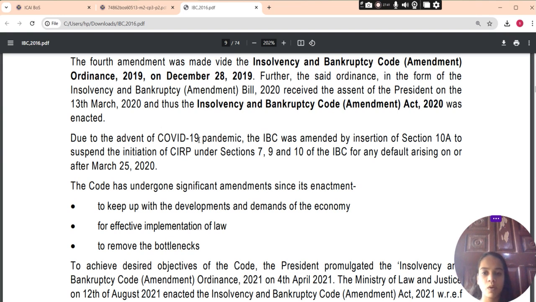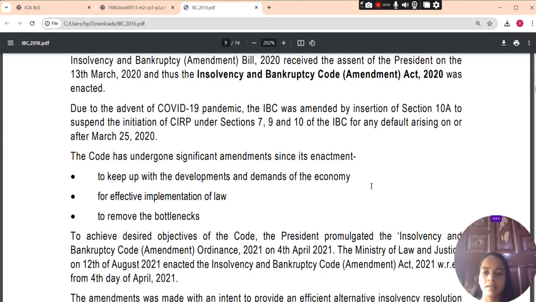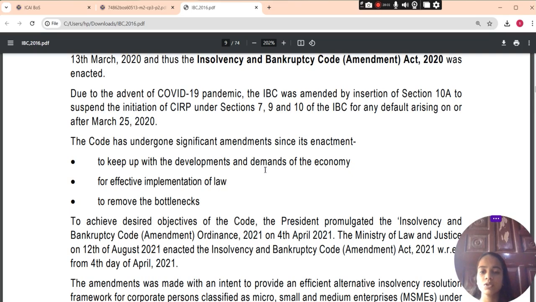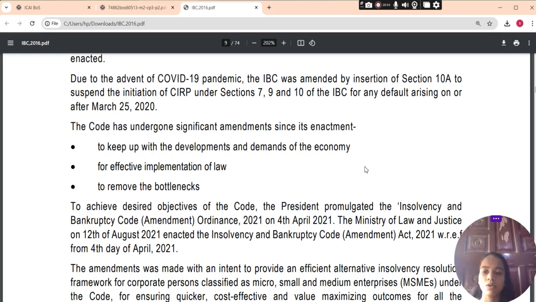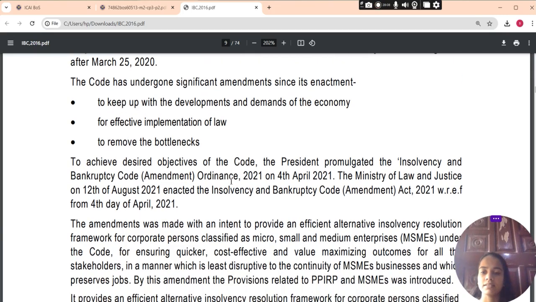Due to the advent of the COVID-19 pandemic, IBC was amended by insertion of Section 10A to suspend the initiation of CIRP under Sections 7, 9 and 10 of IBC for any default arising on and after March 25, 2020. The code has undergone significant amendment since its enactment to keep up with the development and demands of the economy, for effective implementation of law and to remove the bottlenecks.